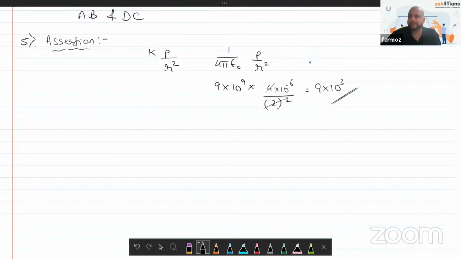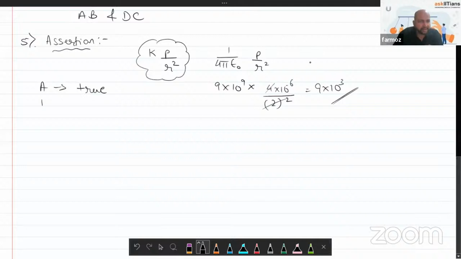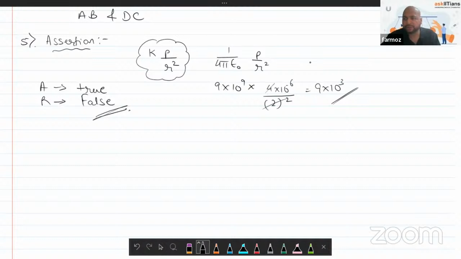So technically the assertion is correct. Now let's talk about the reason. V is 2p upon 4 pi epsilon naught r square. No, the formula is incorrect. The formula is kp by r square. So over here, the assertion is true, and the reason which they have mentioned is false. Clear? Okay, so this is your question number 6. Sorry, question number 5. Now moving on to question number 6.